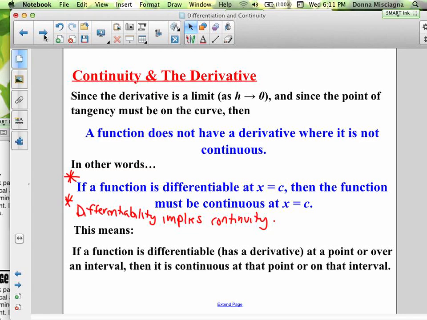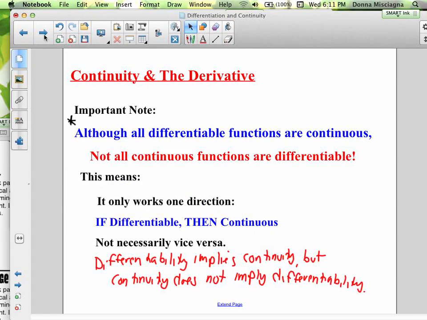So this is a short lesson, but it's got some key concepts. Let's look at that statement the other direction. Important note: although all differentiable functions are continuous, not all continuous functions are differentiable. This means it only works one direction. Right? Like the band, one direction. If a function is differentiable, it's continuous. But if the function is continuous, it's not necessarily differentiable. So differentiability implies continuity, but continuity does not imply differentiability. Right?